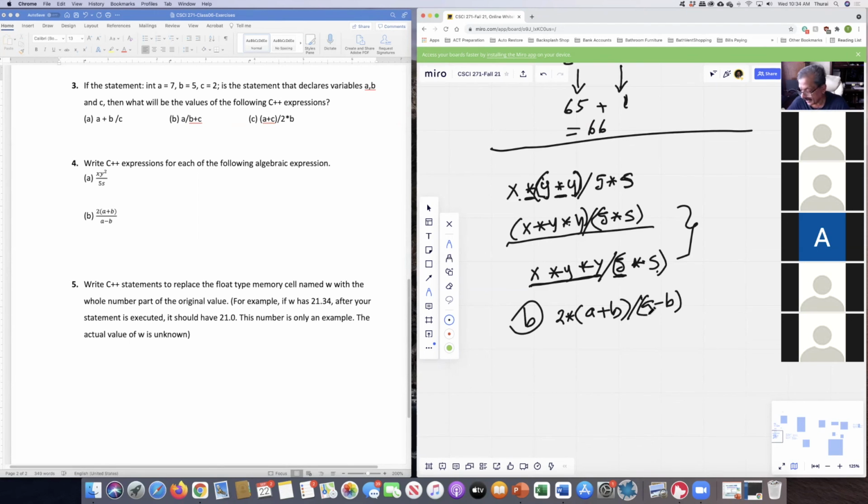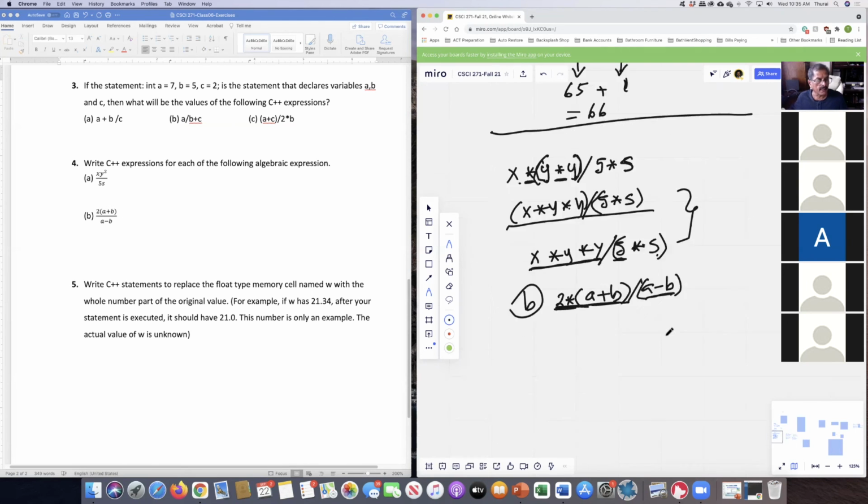That's right. You don't need another set of parentheses for the numerator because the addition will be done first and then the multiplication will be done. So the numerator will be done first, so you don't need additional parentheses. Then the A minus B will divide that. So that is correct. And now we are on number 5.